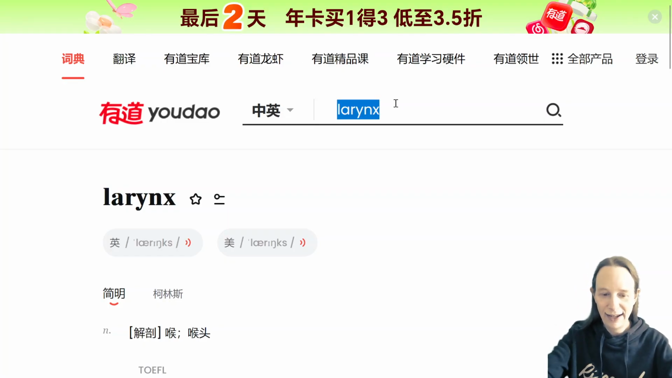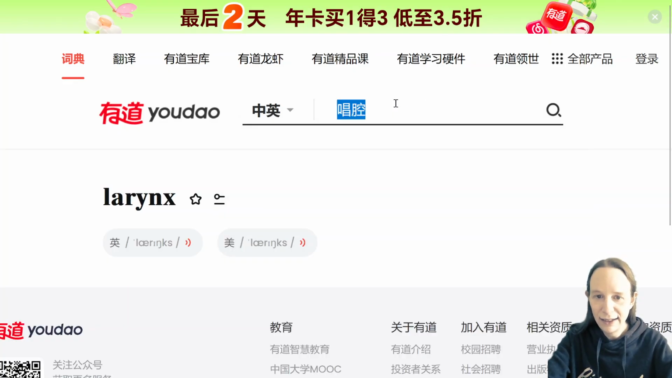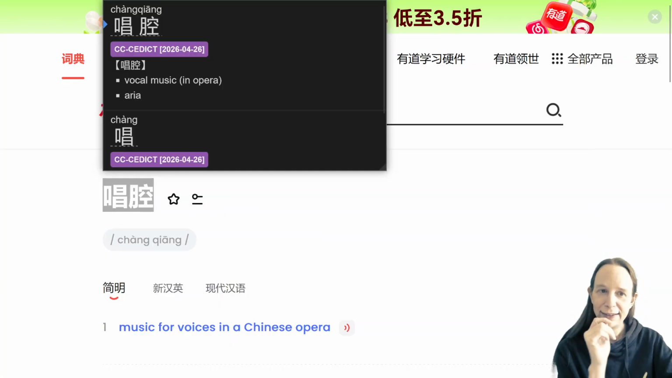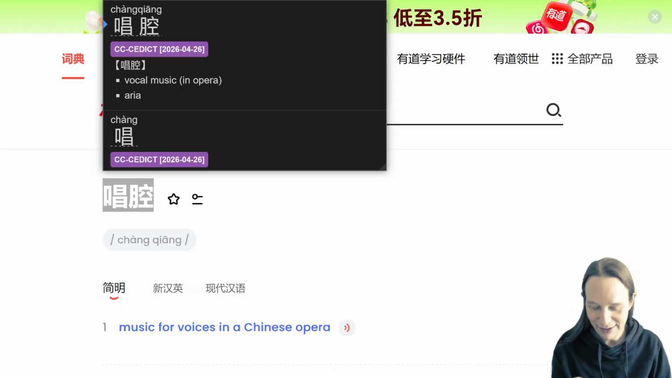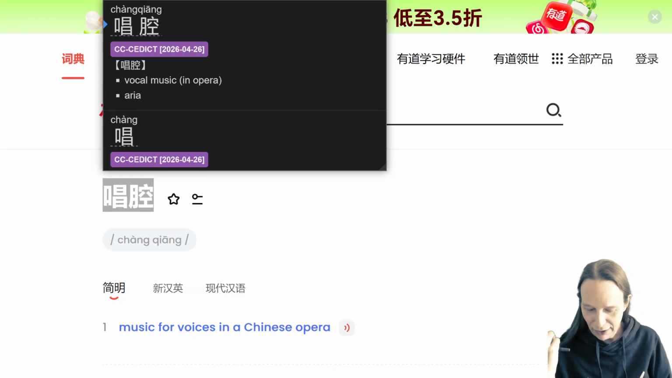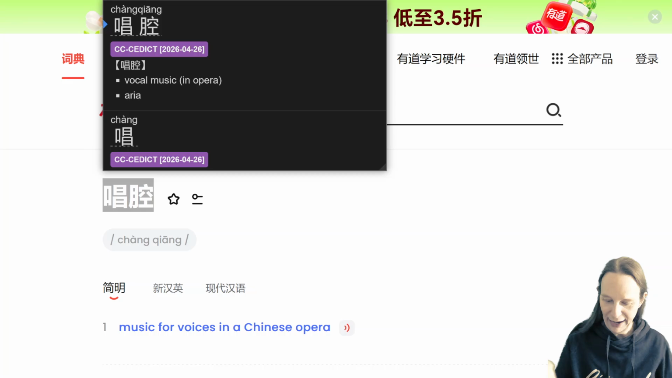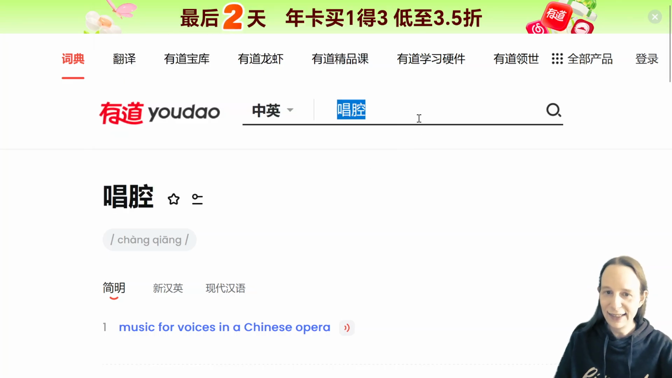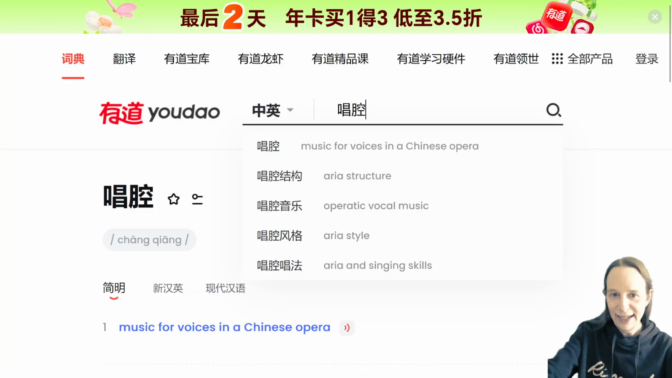Where were we? 腔. This one. So there is a kind of music thing here going on, which I'm not familiar with. Number 3. 说话的腔调. Okay, so 说话的腔调, it's this character though. 腔调.